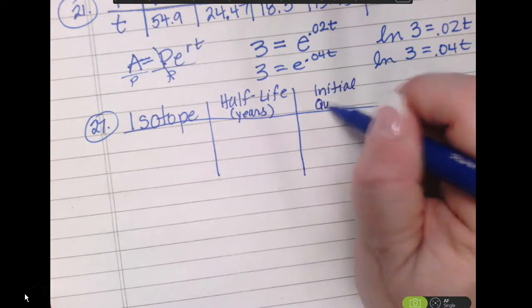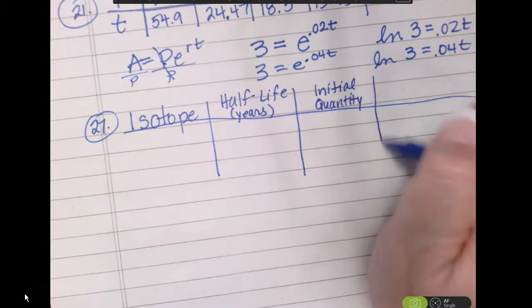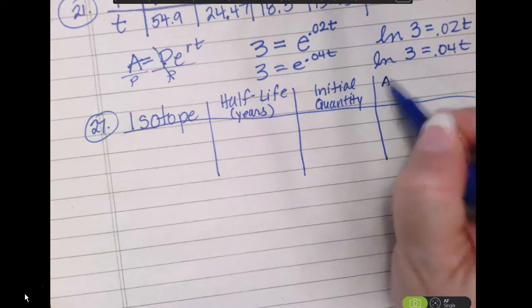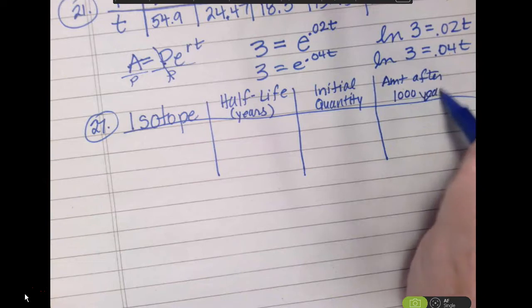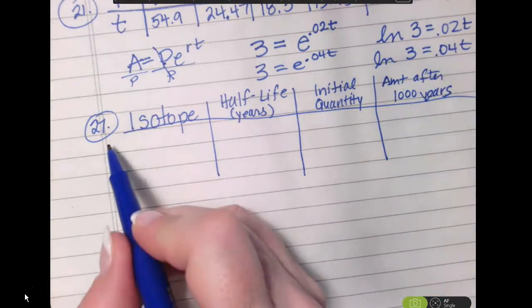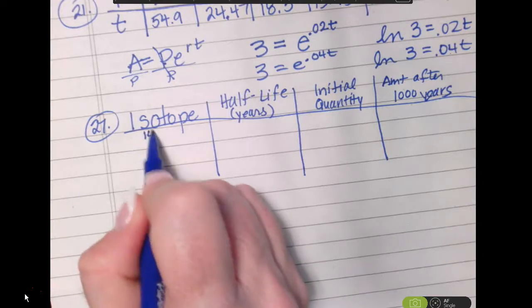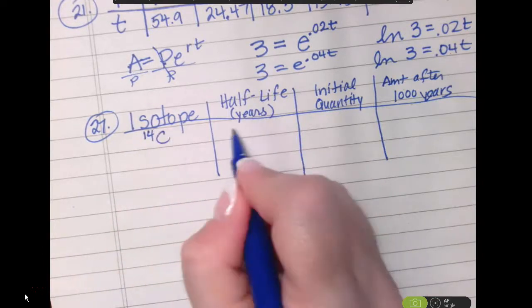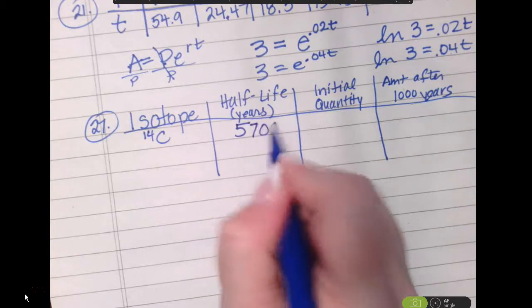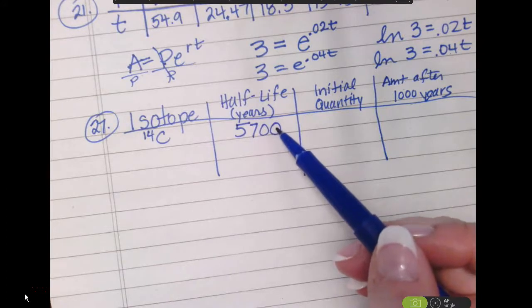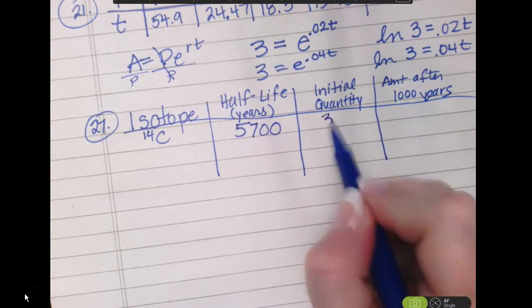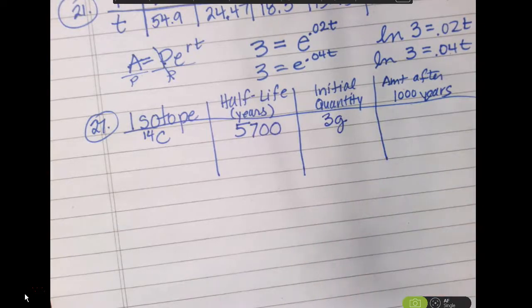The initial quantity and the amount after 1,000 years. So in number 27, my isotope is carbon-14, and its half-life is 5,700, and we're given an initial quantity of 3 grams. So I need to go back and find my carbon dating.